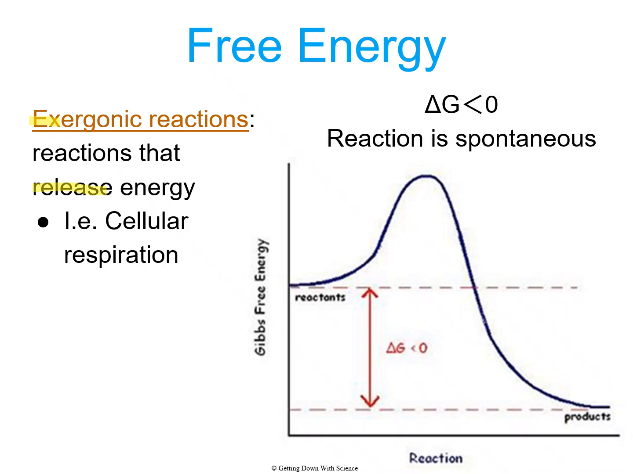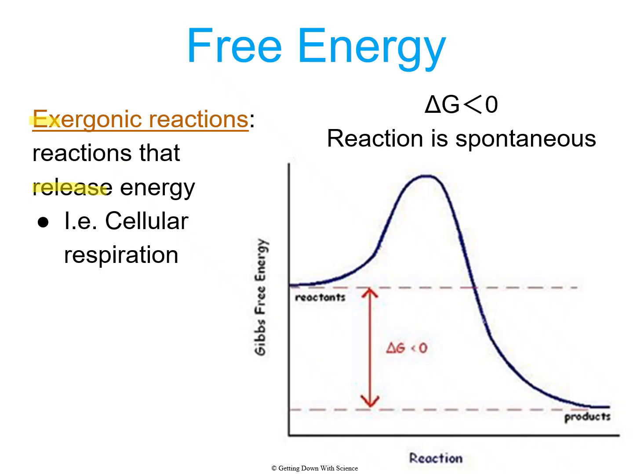Whenever energy is released, we can always tell when exergonic reactions are occurring. I remember when I was doing chemistry in high school, we could just touch the beaker or the test tube and feel the temperature. If we're doing a chemical reaction and the test tube is now warm, then we know that's an exergonic reaction because heat is given off, meaning that energy is being released. So exergonic reactions release energy. For example, cellular respiration is an exergonic reaction.